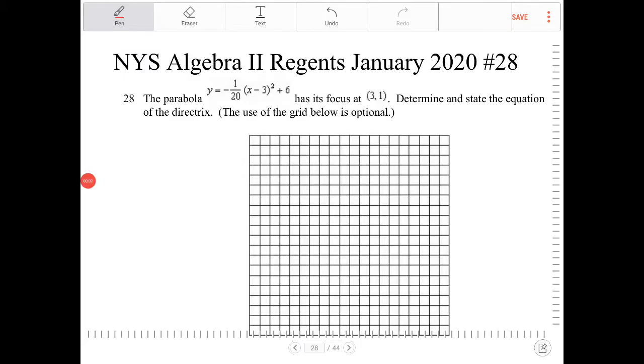The parabola y equal to negative 1/20 (x minus 3) squared plus 6 has its focus at (3, 1). Determine and state the equation of the directrix.